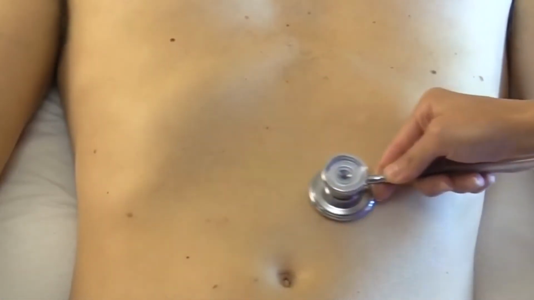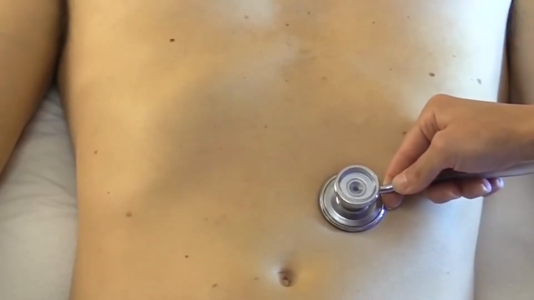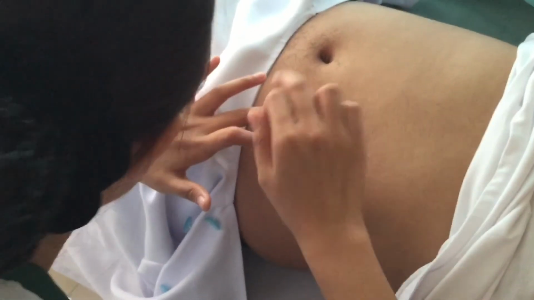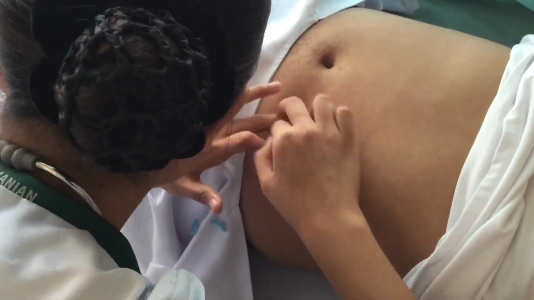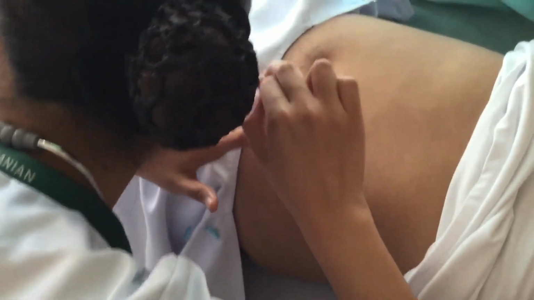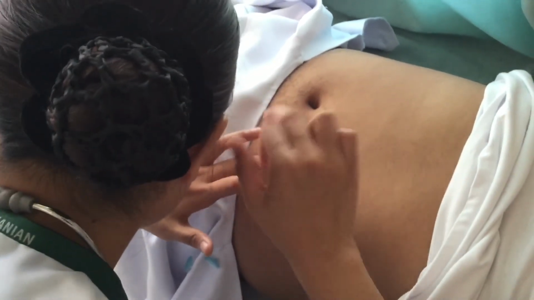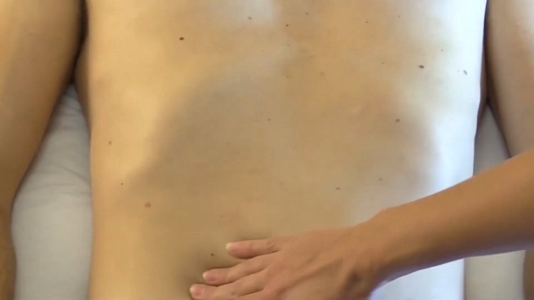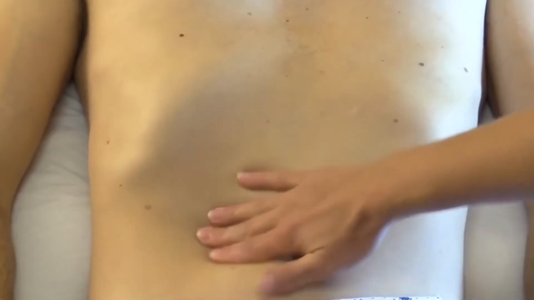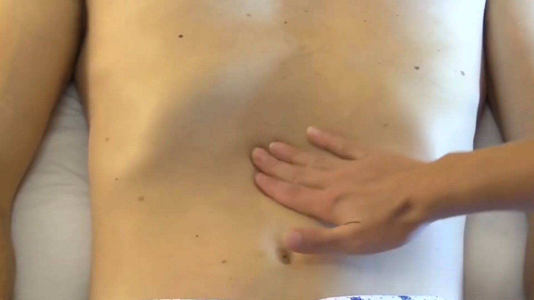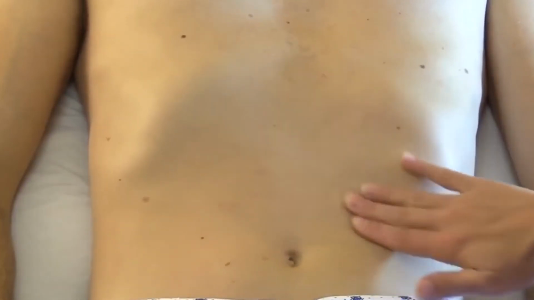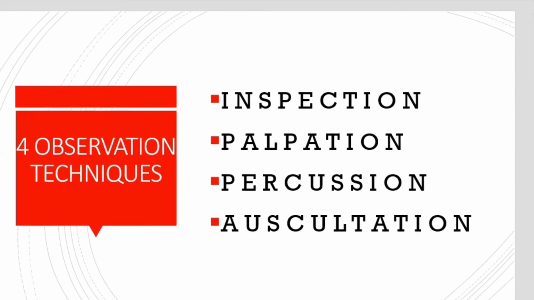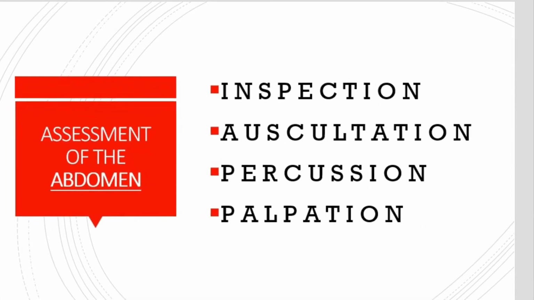Auscultate for bowel sounds, noting the intensity, pitch, and frequency. Third is the percussion for the sounds. Palpation is the last step in the assessment of the abdomen because if the examiner happens to palpate a tender area, the patient may not be able to relax anymore and may not want to continue the examination. And that is how you perform the 4 observation techniques and the assessment of the abdomen.